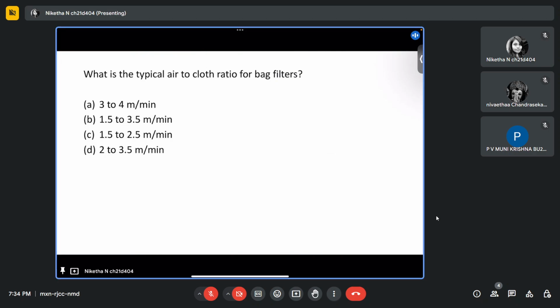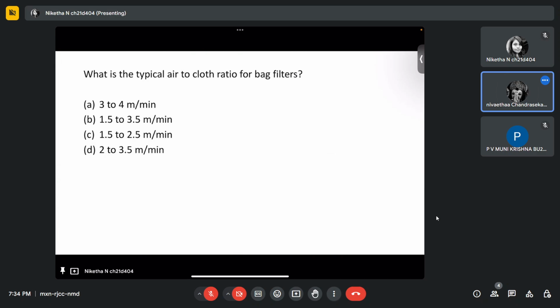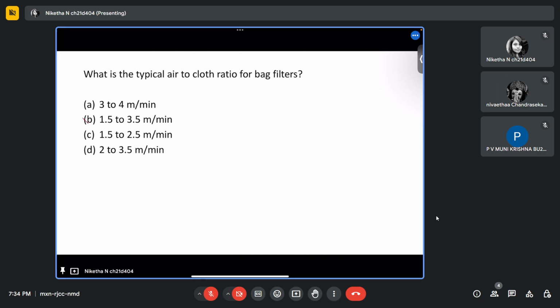Okay, coming to the questions, MCQs. So first question is, what is the typical air to cloth ratio for filter bags, for bag filters? Option B, ma'am. Yeah, that's right.